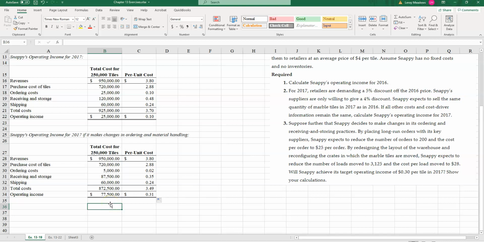So the question is, will Snappy achieve its target operating income of 30 cents per tile in 2017? Yes, Snappy will. With these changes in the receiving and storage and ordering costs, Snappy has now got its cost structure down lower so that we can meet our target operating income per unit of 31 cents per tile, and in aggregate also $77,500. So yes, Snappy did make the changes here.